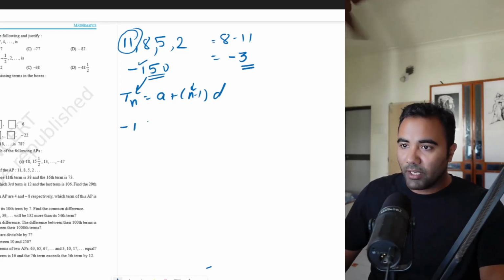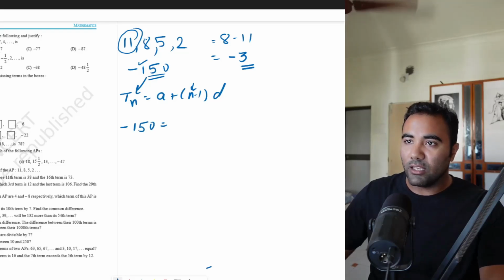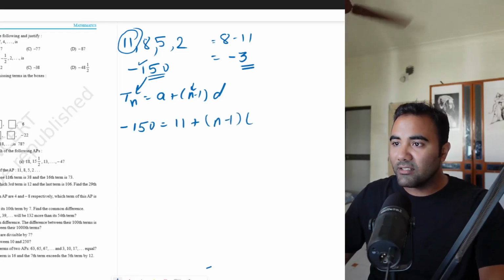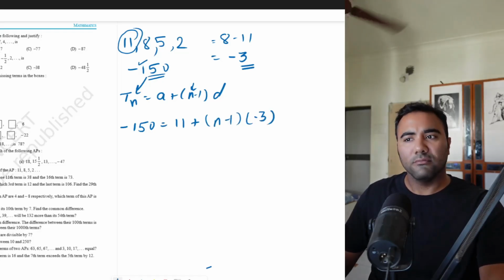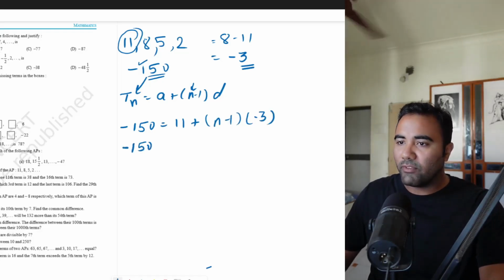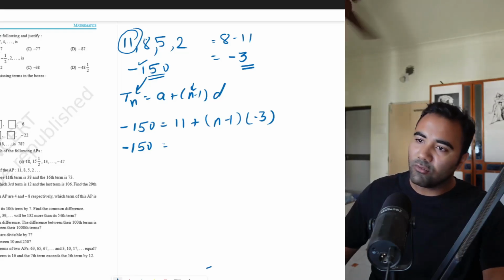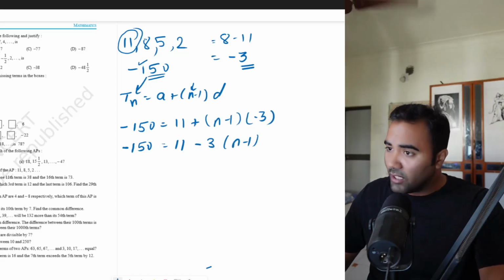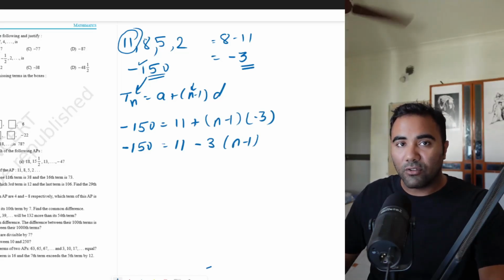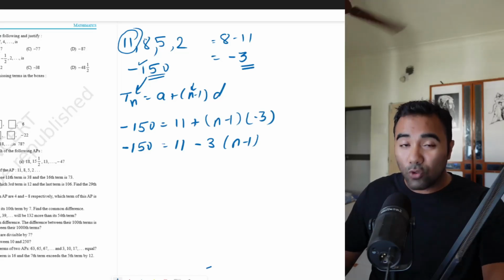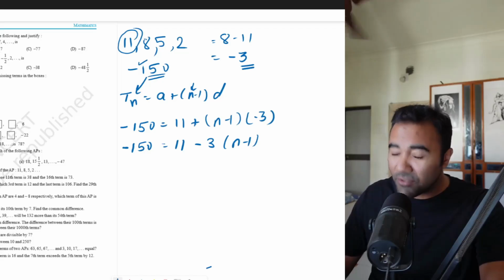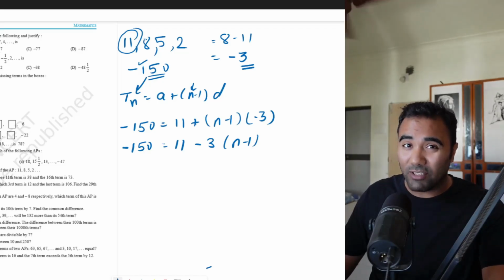So minus 150 is equal to a, which is 11, plus, we don't know n, we need to find n, d is minus 3. So far so good. Minus 150 is equal to 11 plus minus 3 into n minus 1. If you are very confused about signs, do not rush to open the bracket. That is usually the difference between the right and the wrong answer. I have been doing this for the last 5 years. Majority of the mistakes start with a sign.